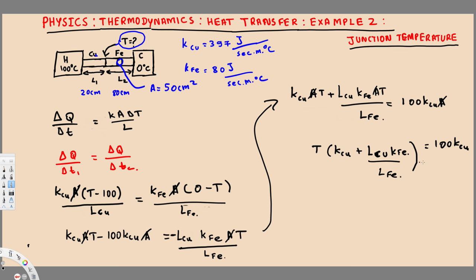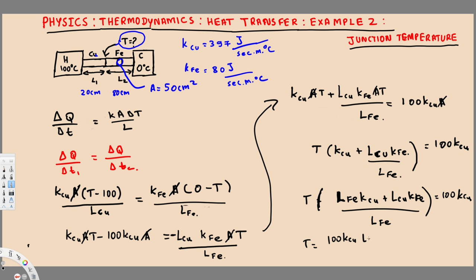Let's move these things to the other side now. T is going to be equal to, if we take L_Fe as the common denominator, this is going to be multiplied by L_Fe. So this is going to be L_Fe K_Cu plus L_Cu K_Fe, over L_Fe, equal to 100 K_Cu. Now let's rearrange this one. T is equal to 100 K_Cu times L_Fe, divided by L_Fe K_Cu plus L_Cu K_Fe. Now all we have to do is plug in the values.